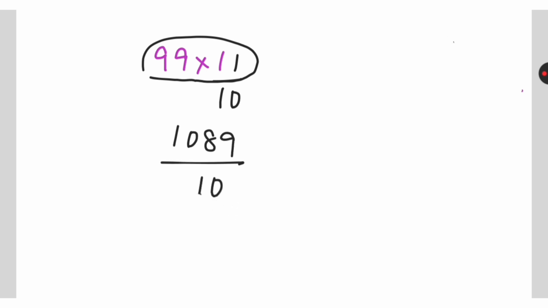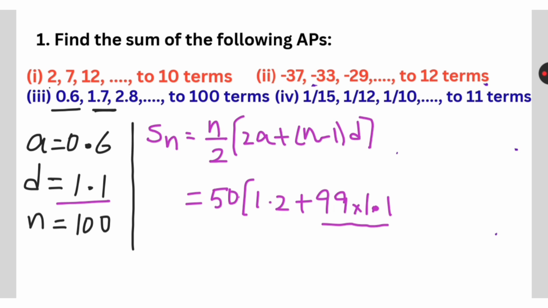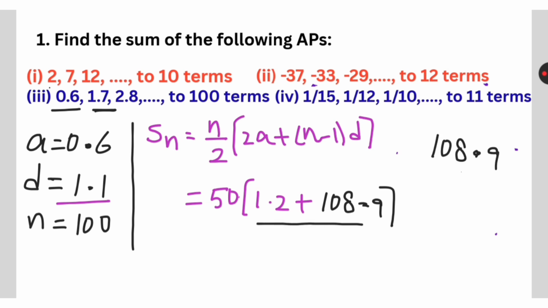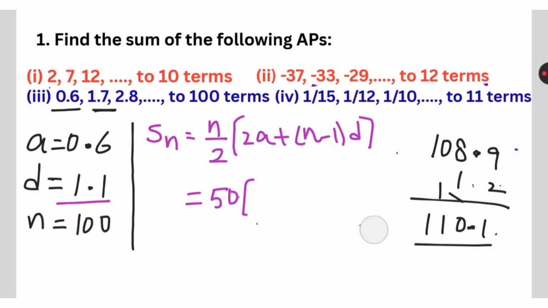Now in the denominator we have 10, that means we have a 1 and a 0. That means in the numerator, after one digit you have to place the decimal point. The result is 108.9. So 99 times 1.1 gives 108.9. Now we have to add 1.2. That means 108.9 plus 1.2. 9 plus 2 is 11. 8 plus 1 is 9. 9 plus 1 is 10. We have 11, and here we have a decimal point. That means after adding 1.2 and 108.9 we are going to get 110.1.